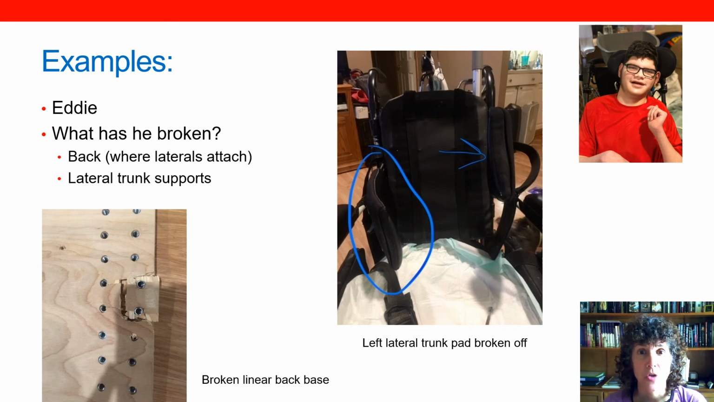We already saw on the left here this picture of a broken back, and this was Eddie's back, who's pictured here to the right. Eddie would lean forward and throw himself back with great force within his chair, colliding with the lateral trunk support with enough force and repeatedly that it broke off where that lateral attached, where the hardware attached to these attachment points on the plywood base of the back.